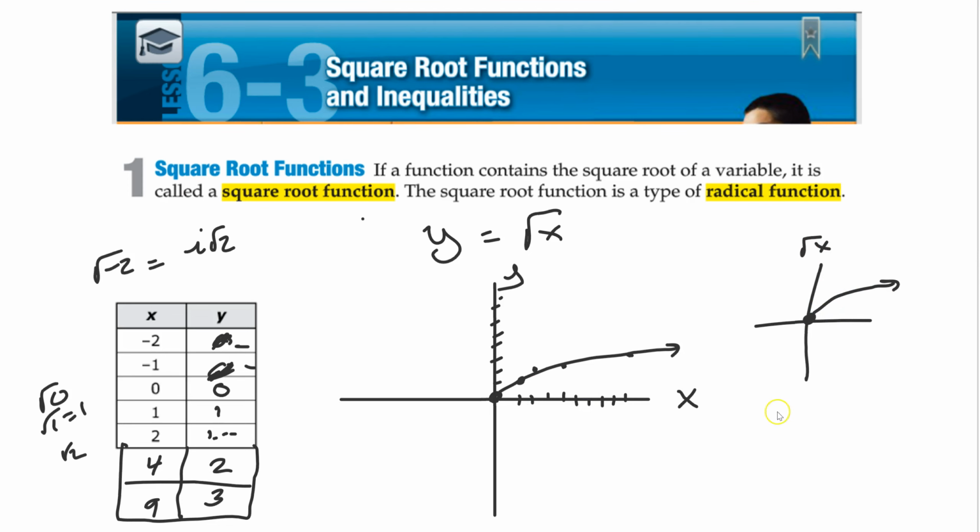And let's talk about domain and range real quick. Domain, notice we can't do negative values. It starts from 0 to infinity. So I brought that up before. And my range also starts at 0 and goes to infinity. So that's the basics of a square root function. It looks like that, and that's my domain and range.